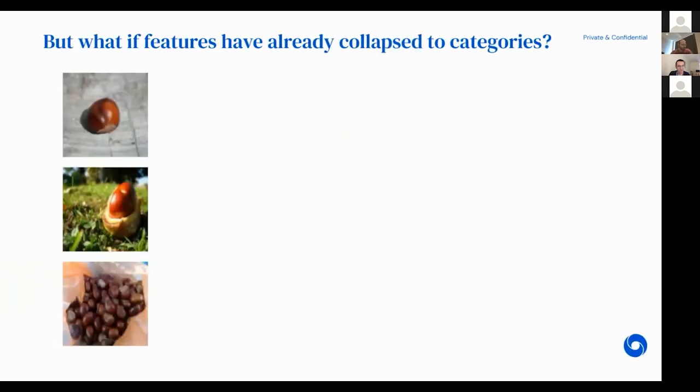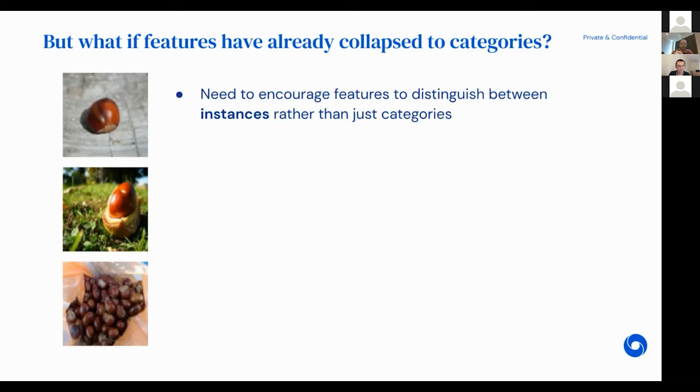So this is a good story, but what happens if the features have already collapsed to categories before we even apply this transformer? Say the representations of all of these buckeyes are exactly the same. That's not going to be very useful if at test time we need to differentiate between categories that have shells and categories that don't have shells. So we'd like to try to keep some of the information that makes these images unique. And we're going to do that with the standard self-supervised trick of instance recognition.